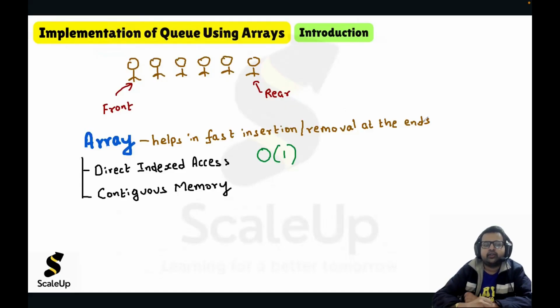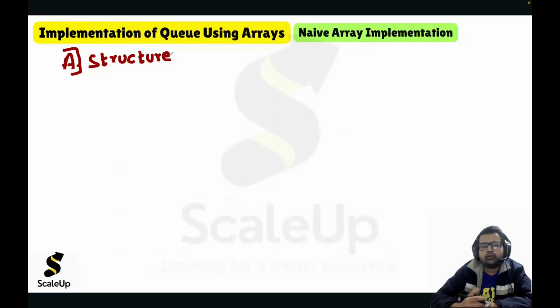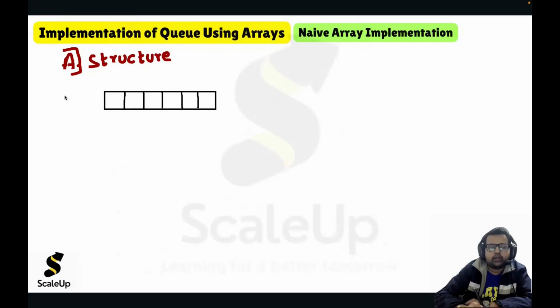In this lecture, we will see how we can implement a queue using an array. Two approaches we will look at: we'll implement a linear queue and then we'll implement a circular queue. First, let's look at naive array implementation, that's the linear queue. If we talk about the structure of the linear queue, it will look something like this. Here is an array with indexes, because we know array index starts from 0. So this is the array.